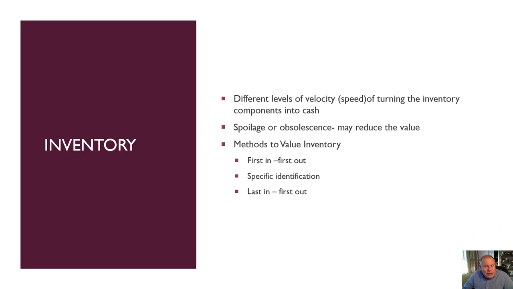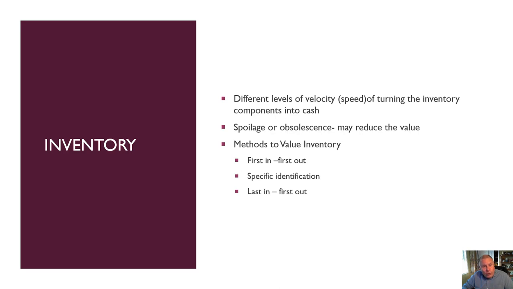And then last in, first out. That's an interesting concept. The last in is that you take the current inventory price, whatever came in, the price of the product, and that goes out. So what you end up having is your income statement reflects the most current cost of that product as opposed to the earlier one.